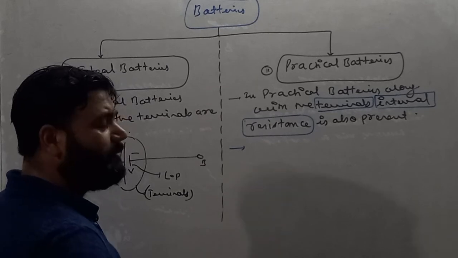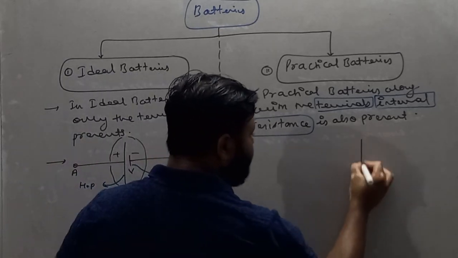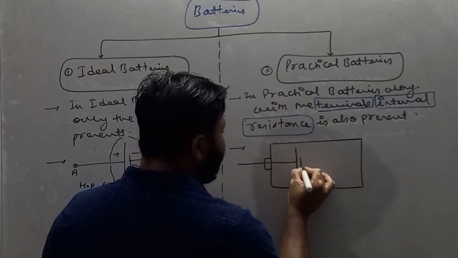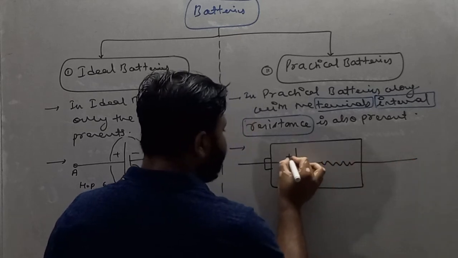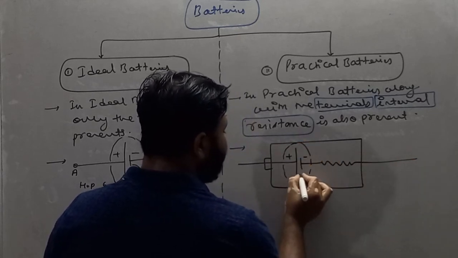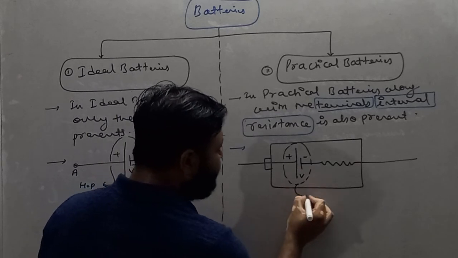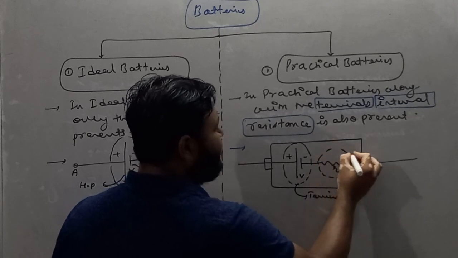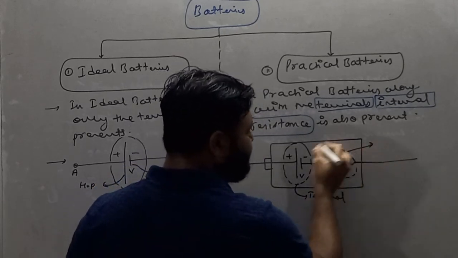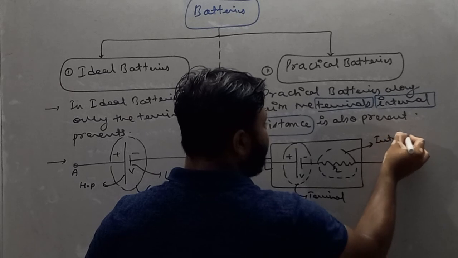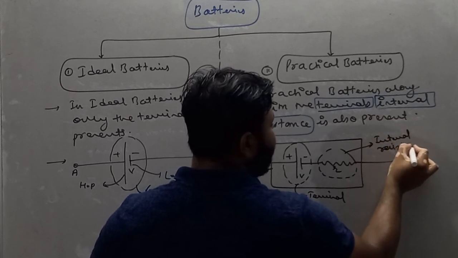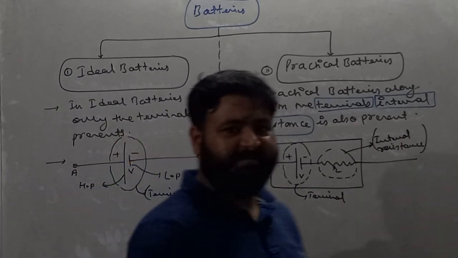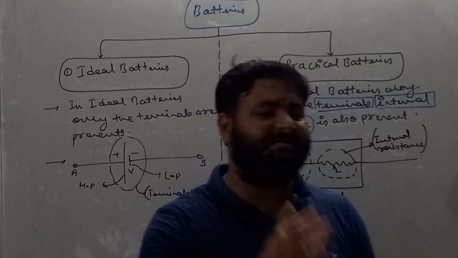So see how the practical battery looks. This is basically our practical battery. In a practical battery, along with the terminals, let's suppose the potential of the battery is V. This is the terminal, and along with the terminal there is one more thing present. This is called internal resistance. So remember, dear student, talking about batteries, in physics batteries are of two types.